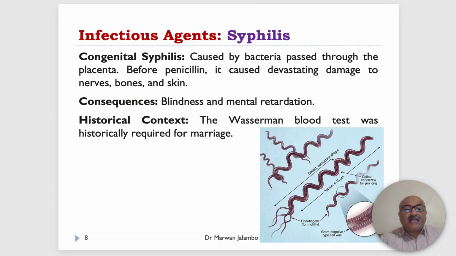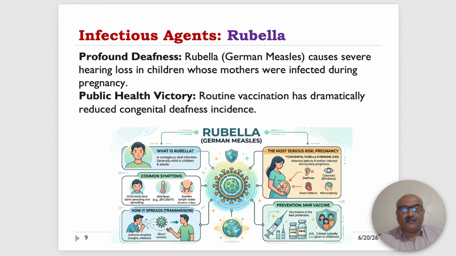This is exactly why the Wassermann blood test was historically a mandatory requirement in some countries before couples could obtain a marriage license. It was an early public health screening measure. There are also viral infections, instead of bacterial ones that I already discussed.